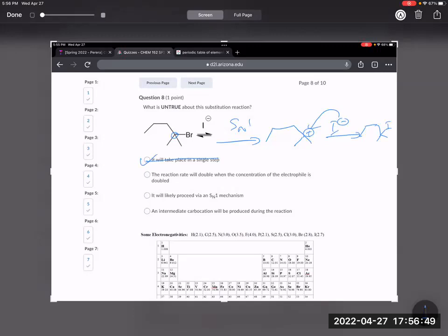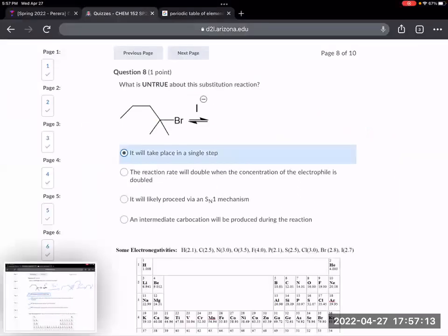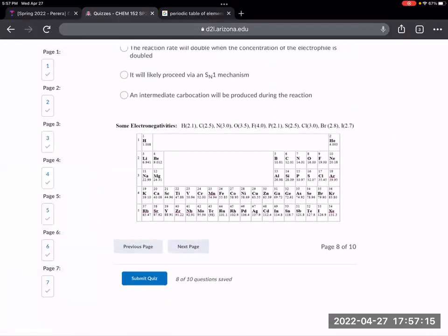Anyway, let's read the other ones as well. The reaction rate will double when the concentration of the electrophile is doubled. That is correct. It will likely proceed via SN1 mechanism. That is correct. An intermediate carbocation will be produced during the reaction. That is correct as well. So the untrue option is the first one. So you have to select this one. Selecting option A. Moving on.